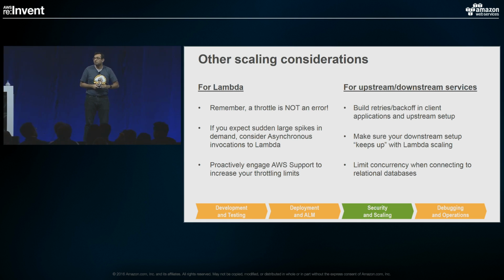Because if you're talking to something which doesn't scale horizontally, like a relational database table, or you're calling an internal endpoint which is used only to a few transactions per second, then that might not scale to the same limits of Lambda. And you always should try to limit your concurrency, therefore, when you're talking to relational databases.